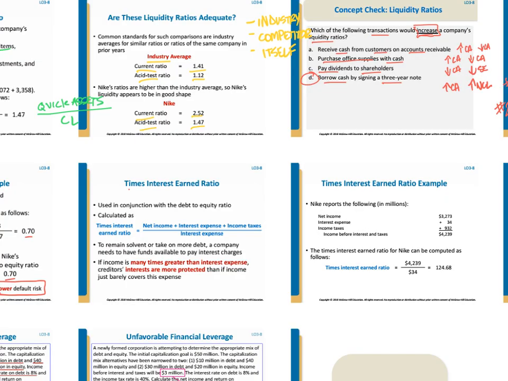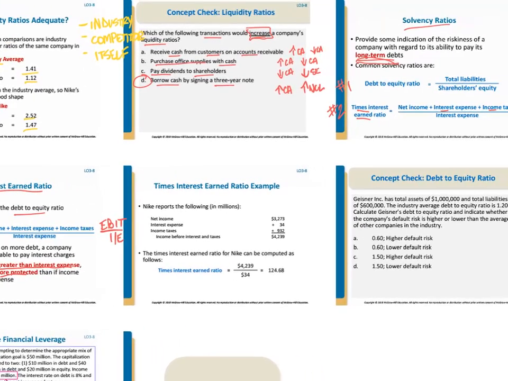The times interest earned ratio is often used in conjunction with the debt-to-equity ratio. Again, it's calculated by taking our earnings before interest and taxes and dividing by interest expense. Essentially, it's a ratio that tries to give an indication of how many more times we could pay interest that's coming due with the earnings available to cover interest. And so we say if those earnings are many times greater than the interest expense that we have, then creditors' interests are better protected.